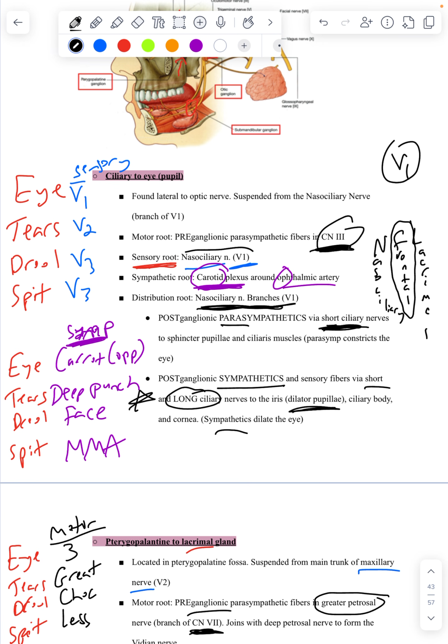The one that subdivides into supraorbital, top of orbit, and then the medial one is supratrochlear. And the way you remember that is because it's above the trochlear nerve, which is the superior oblique muscle. So that goes more immediately.